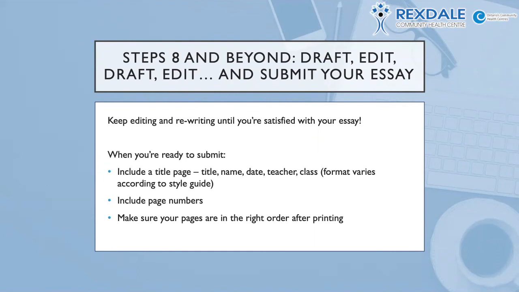When you're ready to submit, you want to make sure you include a title page. This will include things like the title of your essay, your name, the date, the teacher's name, and maybe the title or course code for your class. And the format here varies according to Style Guide. You'll want to check on that as well. Make sure you include page numbers as well, and that your pages are in the right order after printing, just so it all looks professional and so it's easy for your teacher to read and easy to mark. Generally, the essays that are easier to read, they're clearer, and that way you can have a little bit of a boost in your mark as well.